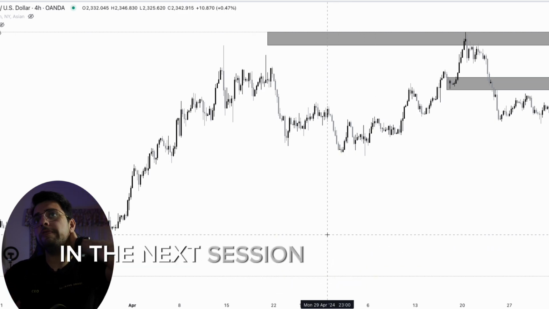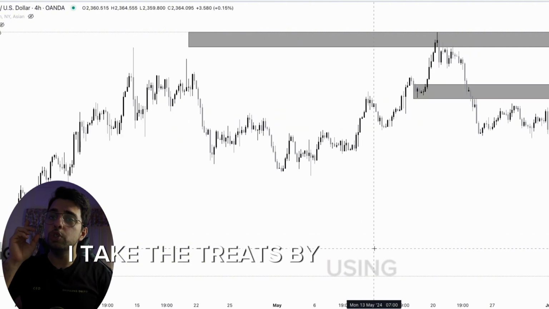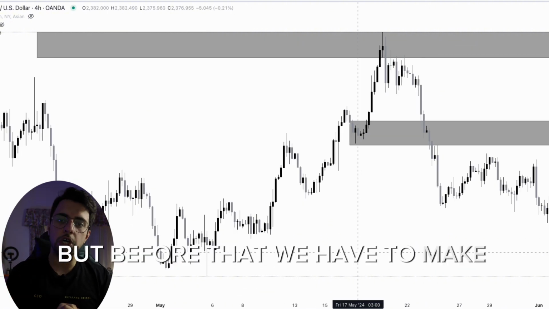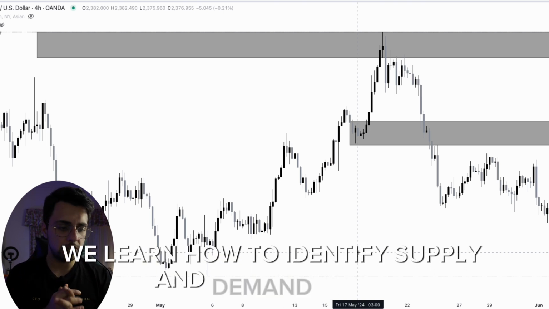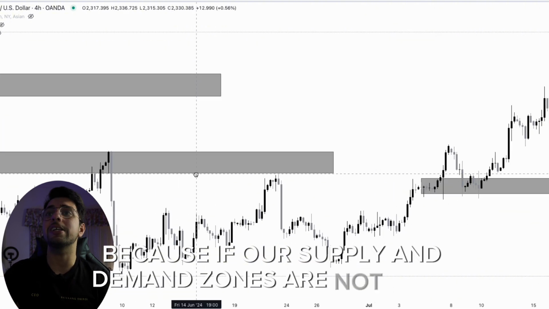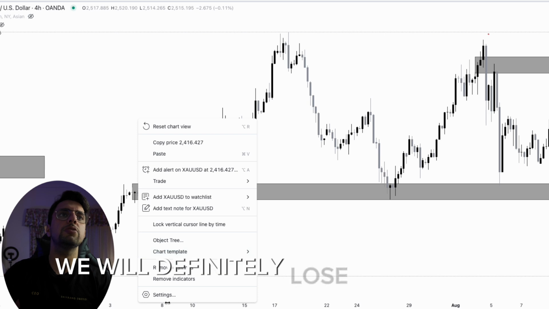In the next session, we will learn how I take the trades by using these zones. But before that, we have to make sure that we learn how to identify supply and demand zones, because if our supply and demand zones are not right, we will definitely lose money, we will definitely lose the trades.